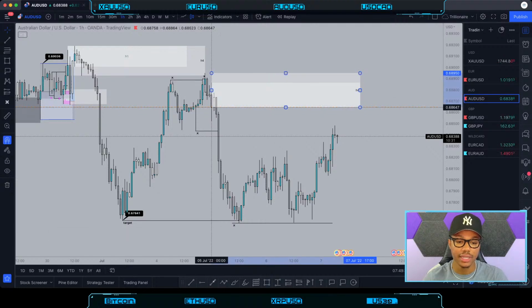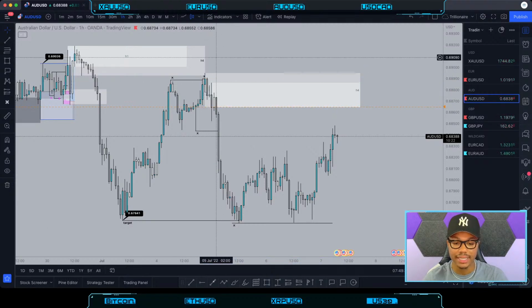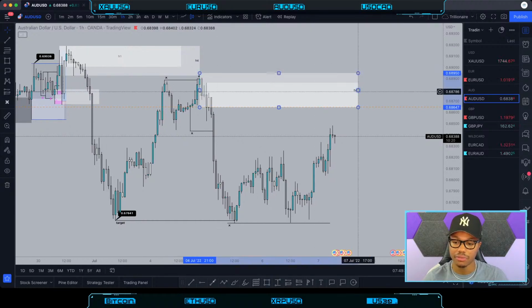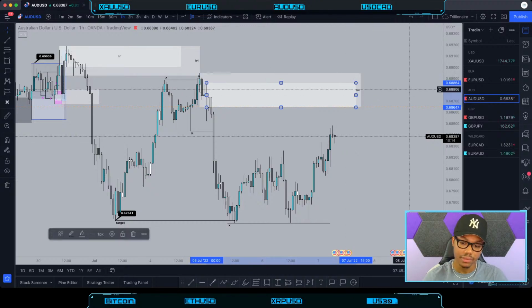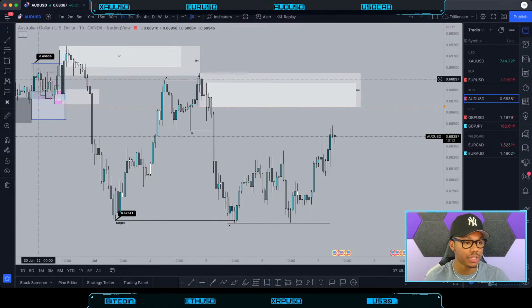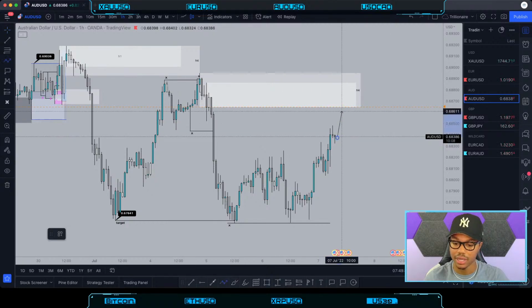Now, I do want to collect this inside bar here, as you guys can see. So in that case, I'm going to leave the H4 where it is, but my H1 refinement will be slightly different than usual refinements, and we just have to keep that in mind. Once price taps into this region, I'll be looking for some type of entry, and then I'll be looking to target these lows here.